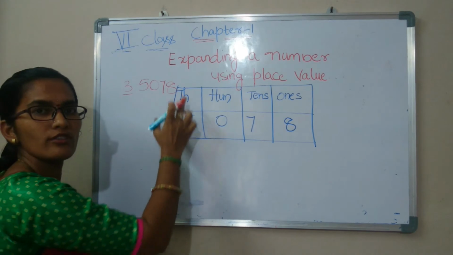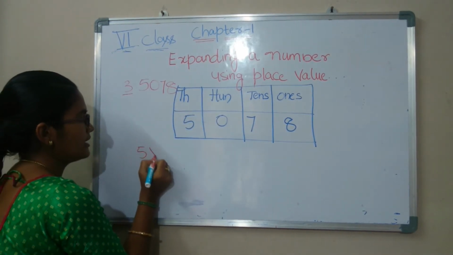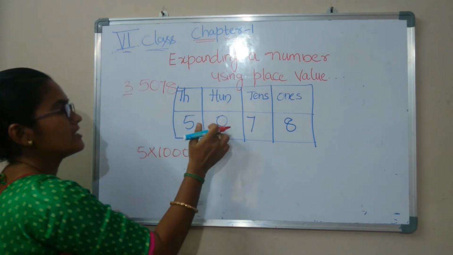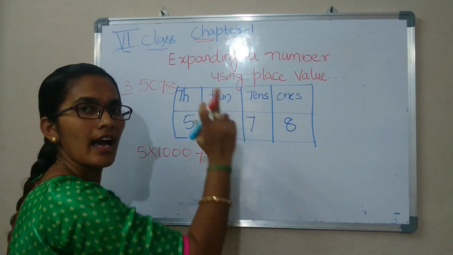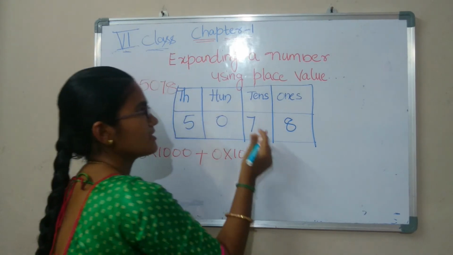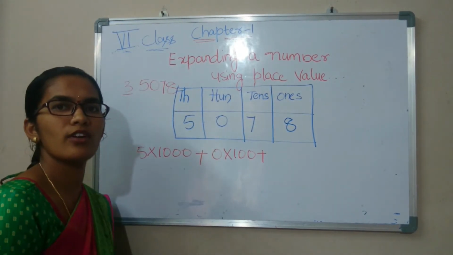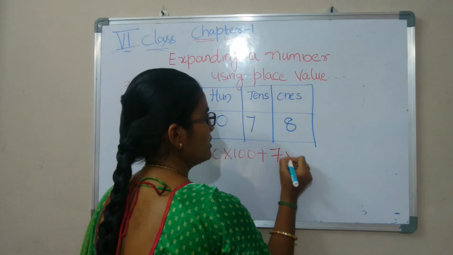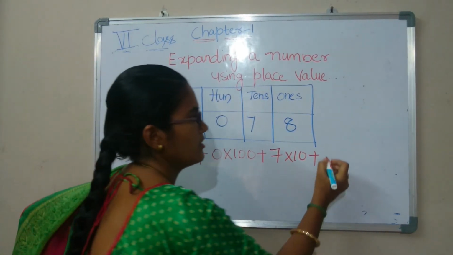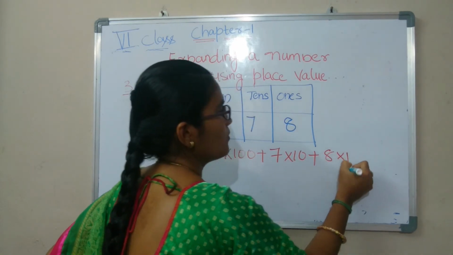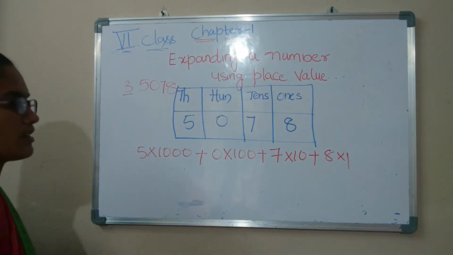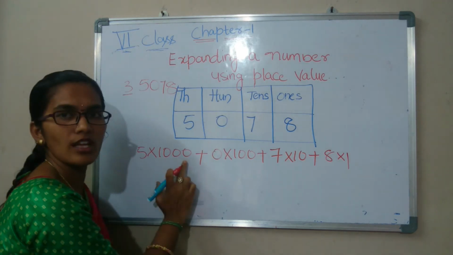5 is in the place of thousands, so 5 into 1000, plus 0 is in the place of hundreds, so 0 into 100, plus 7. 7 is in the place of what? Tens. So 7 into 10, plus 8 is in the place of ones, so 8 into 1.